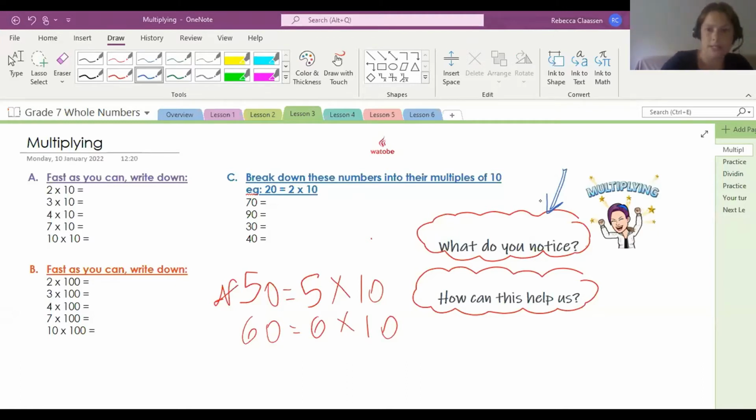So these ones here, the ones that say, what do you notice about A, B, and C? And how do you think that can help us with maths?